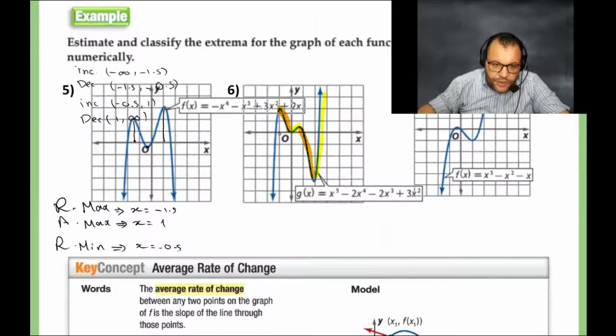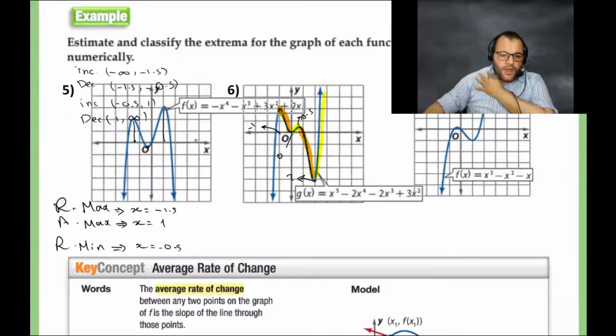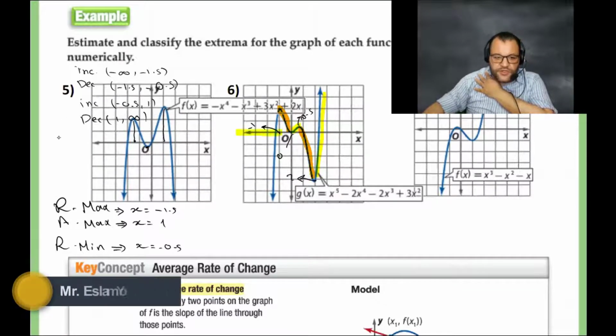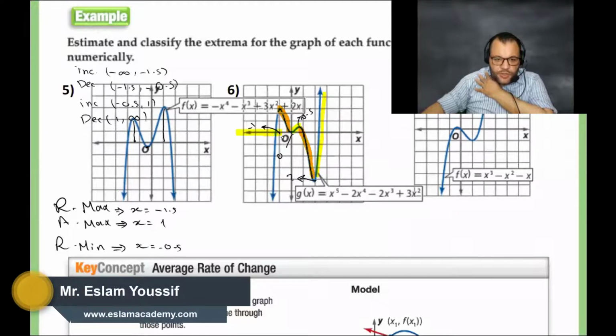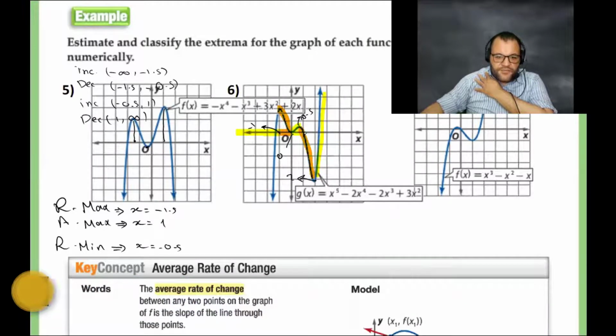This point is negative 1, and this point is 0. This point is about 0.5, and this point is about 2. So how can we represent that? That is the first part, then the second one, the third part, the fourth part, and then the last part. You understand how I just use different colors to differentiate between them.